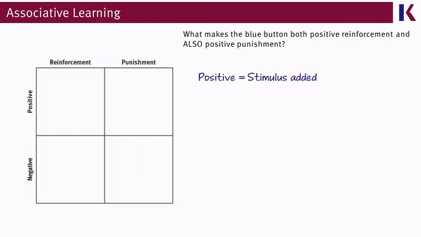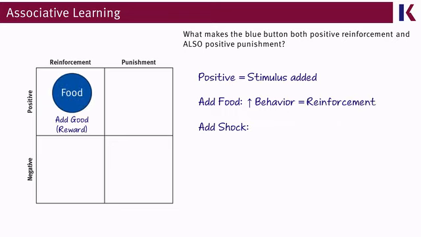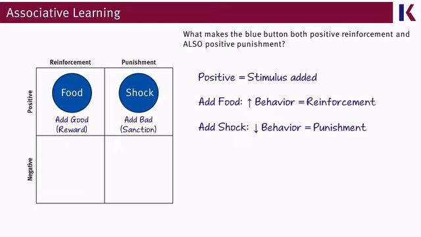You would expect the addition of food to increase the behavior of pressing the blue button. Any consequence that increases a behavior is called a reinforcement. Thus, you can say that pressing the blue button is a positively reinforced behavior due to the food added. However, there was another consequence to pressing the blue button: addition of shock. You would expect shock to decrease the pigeon's desire to press the blue button. Any consequence that reduces the likelihood of a behavior is called a punishment. So, the addition of shock makes the blue button a positive punishment as well.